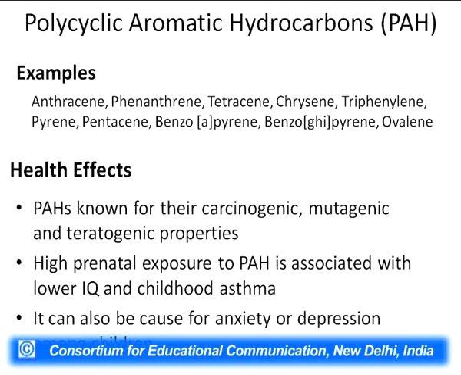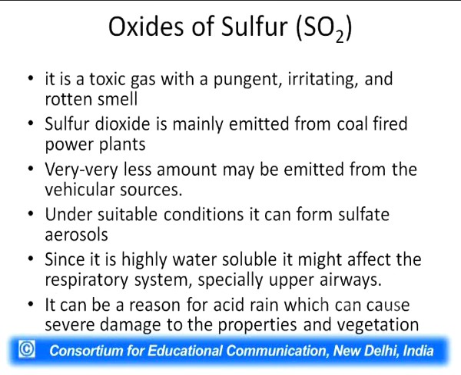What are the health effects of PAHs? PAHs are known carcinogens and mutagens, and they also have teratogenic effects. What is a teratogenic effect actually? When people get some permanent disability, or a baby is born with some permanent disability, that kind of property is known as teratogenic property. High prenatal exposure to PAHs is also known to be associated with lower IQ and childhood asthma. It can also be a cause of anxiety or depression, especially among children younger than 13 years of age.